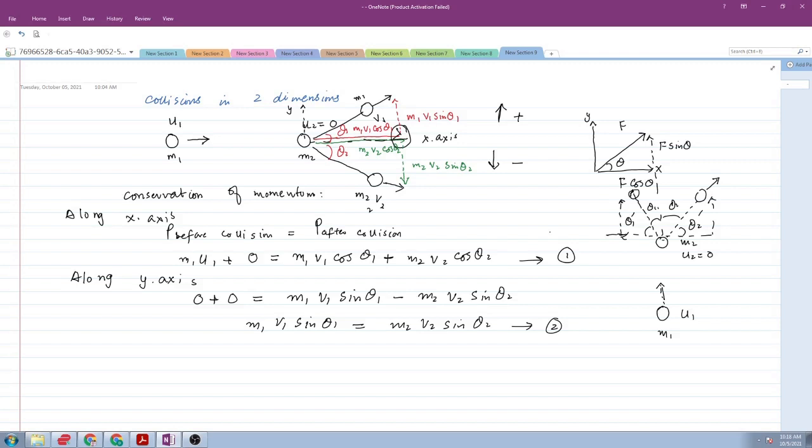And if you are going to apply the conservation of kinetic energy, you can write the equation for conservation of kinetic energy also. That's all for this topic here.